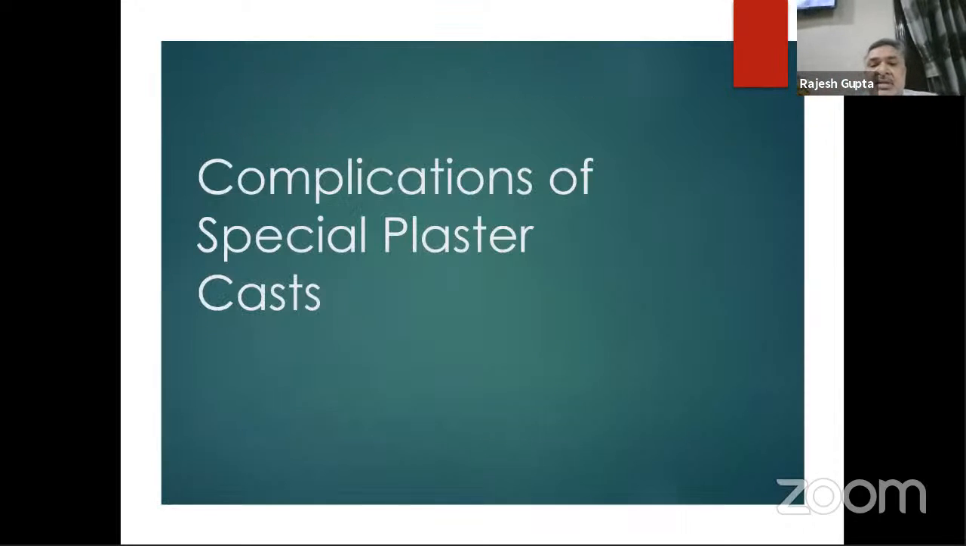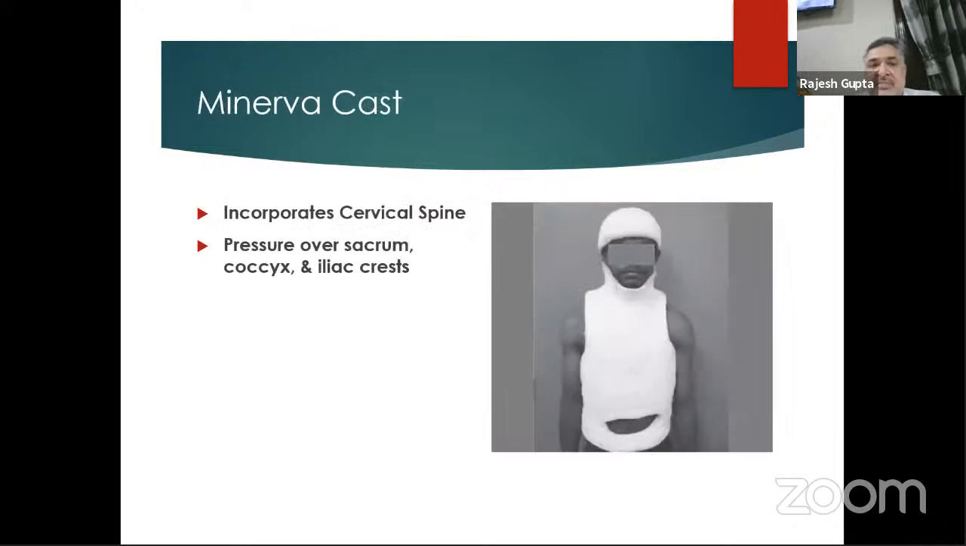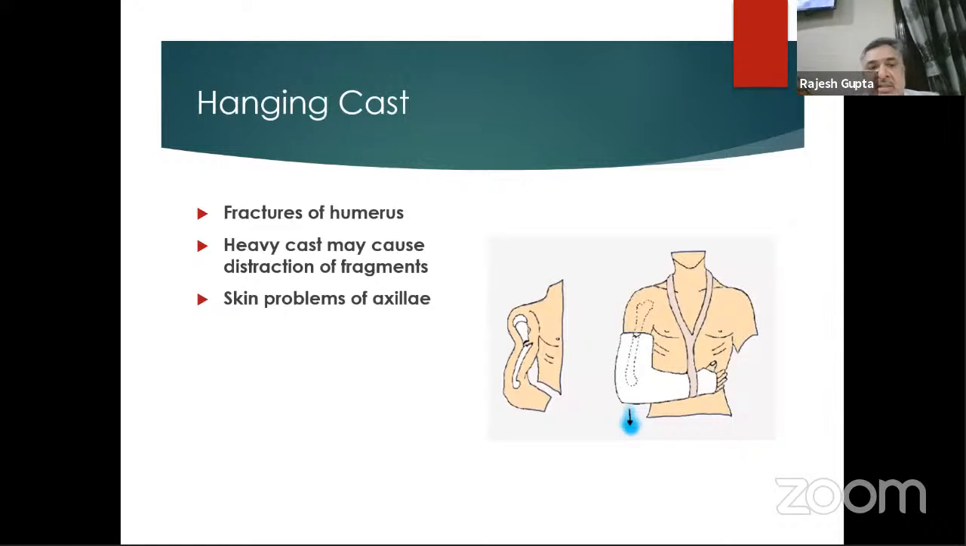Now, complications of plaster in special cases. Body cast, it can keep on moving down and there may be pressure necrosis over the sacrum or under the axilla, and the patient can have cast syndrome. Minerva cast, there may be pressure over the sacrum, coccyx, and iliac crest. Hanging cast, there may be distraction of the fragments and skin problems of the axilla.